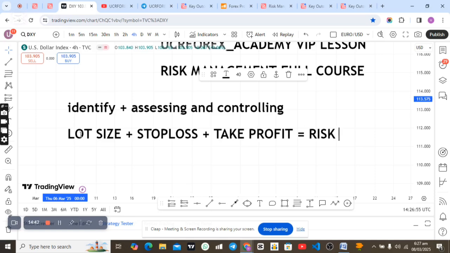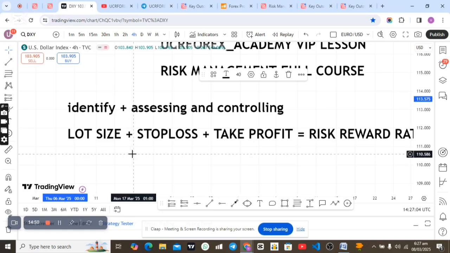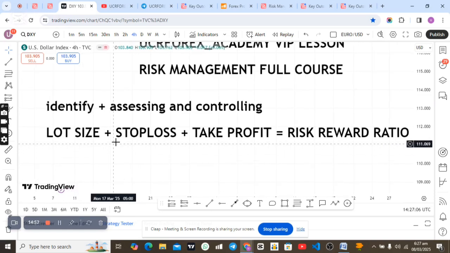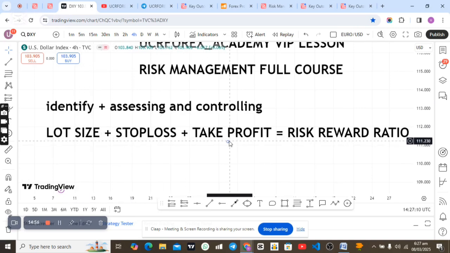So these are certain things you need to understand risk management. You need a lot size, a good knowledge of how to use lot size, stop loss, take profit, and then risk to reward ratio. Now let me explain what is lot size.